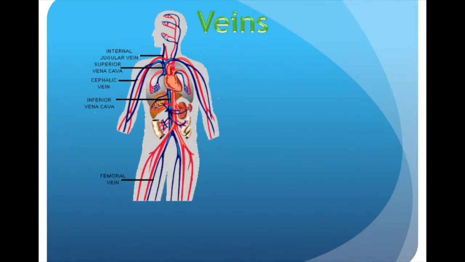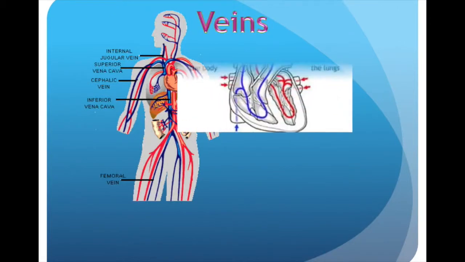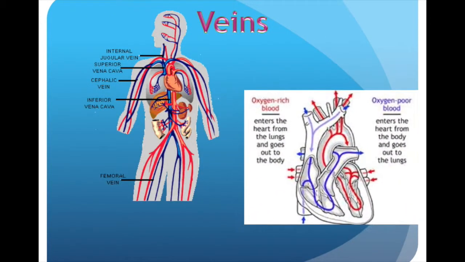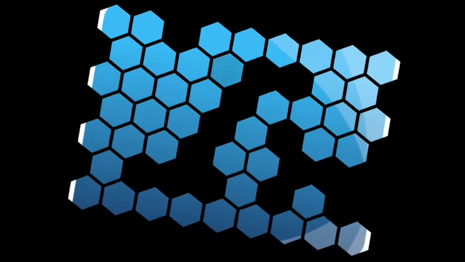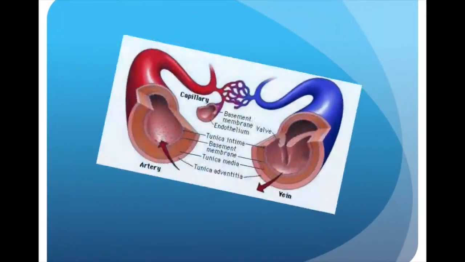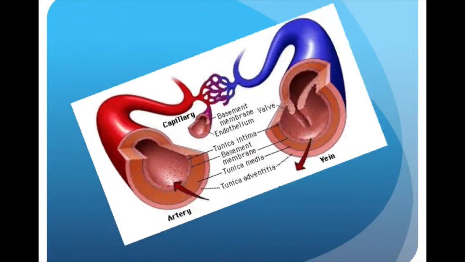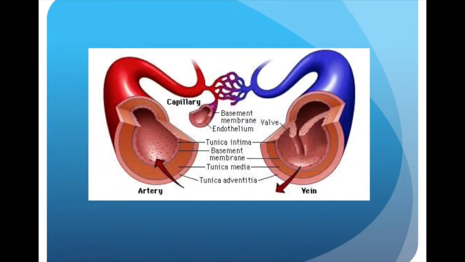Veins. Veins transport blood from various regions of the body to the heart. The veins are classified as pulmonary, which are the ones that go to the lungs, systemic, which go through the rest of the body, superficial and deep. The valves are very important in the circulatory system. They are situated in the veins and help the blood go back to the heart and not get stuck.